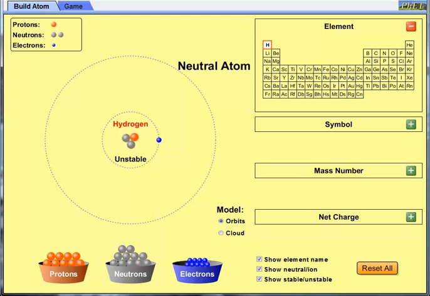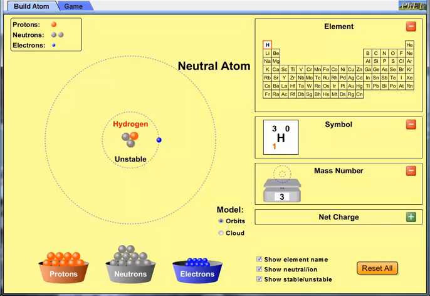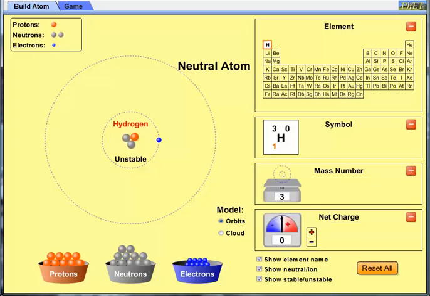Now, that's unstable. This is the first unstable isotope of hydrogen, and we can go over here, and there's the symbol for it, and we can see the mass number for it is 3, and the net charge is 0 because the number of protons and the number of electrons are equal.